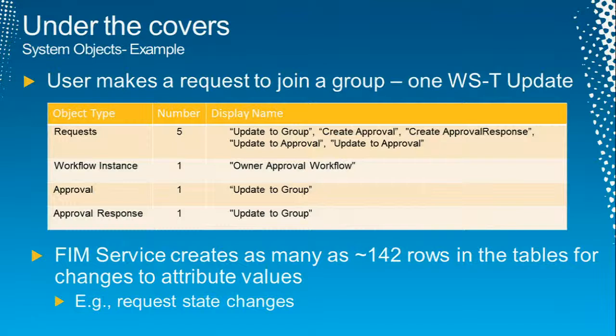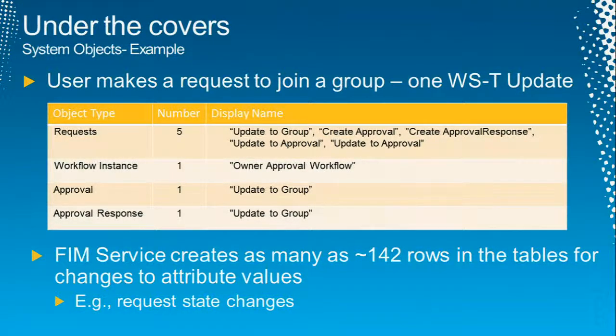A new workflow instance object will be created. So now we're up to 2 objects. We're then going to have that workflow instance start. That workflow instance will say there's an approval activity. That approval activity needs to have an approval. We'll create an approval object. Now we're up to 3 objects in the database.